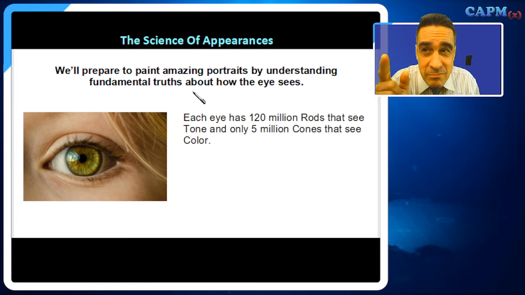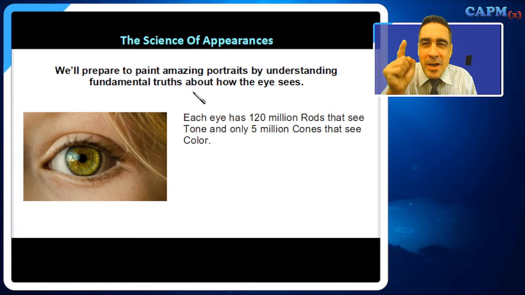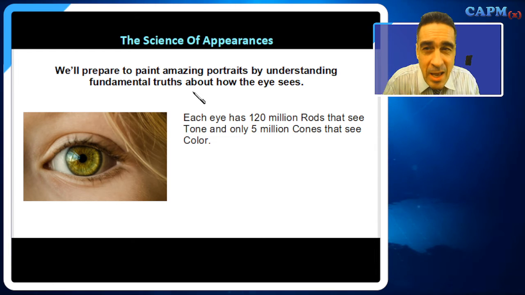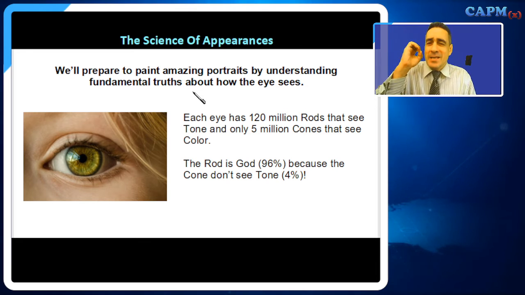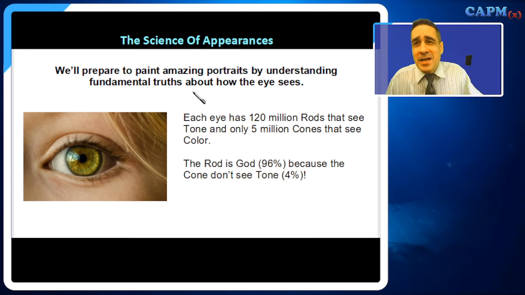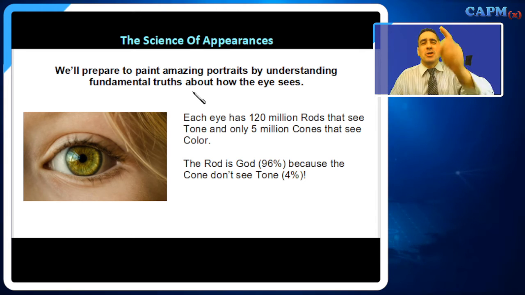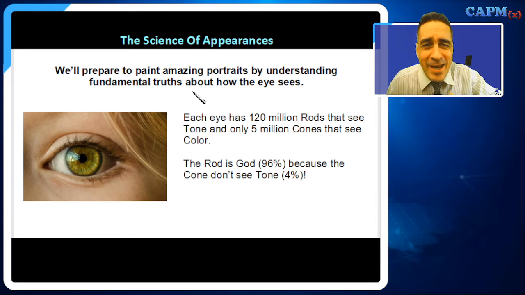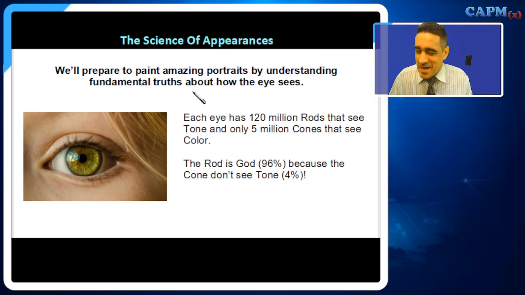Each eye, right, has 120 million rods that see tone and only 5 million cones that see color. What does that mean? That means that the rod is God because the cone don't see tone. I said the rod is God because the cone don't see tone. Can I get a hallelujah?